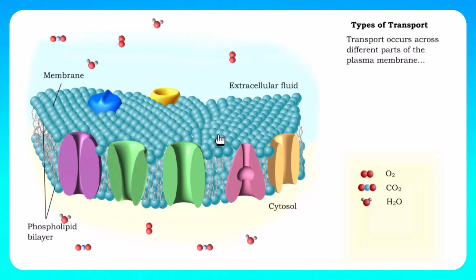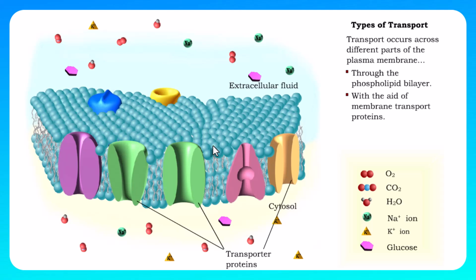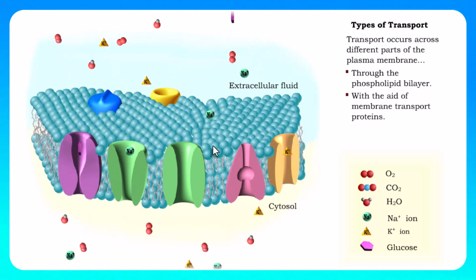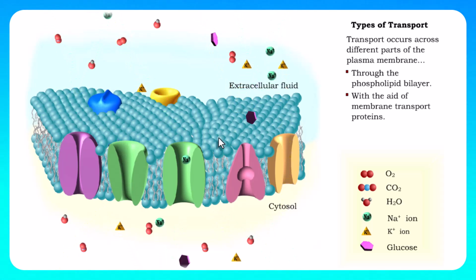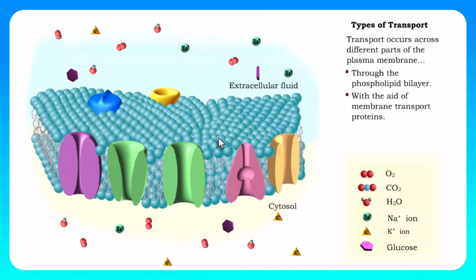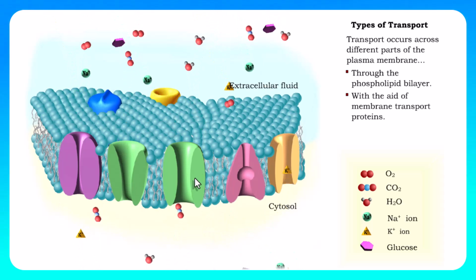Some chemicals pass through the membrane boundary directly through the phospholipid bilayer. Others can only pass through the membrane with the help of a transport protein. Let's explore that.